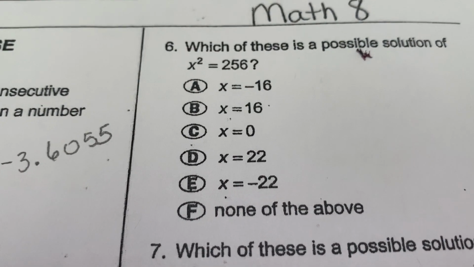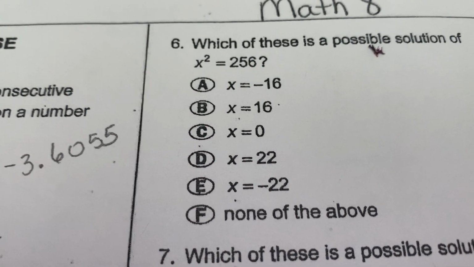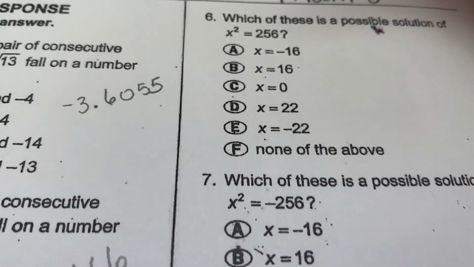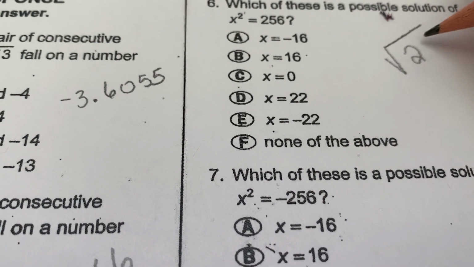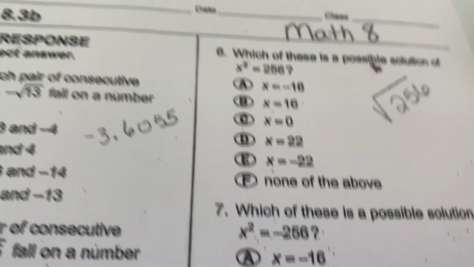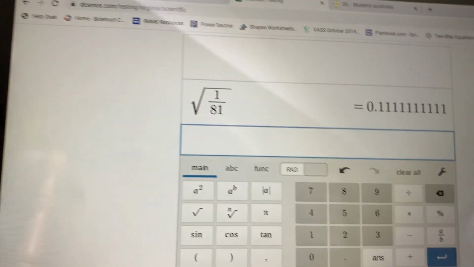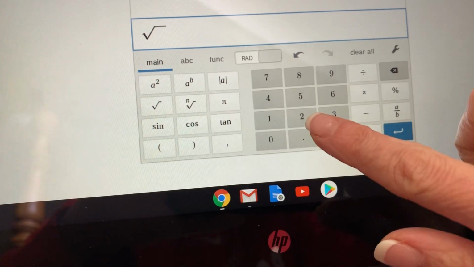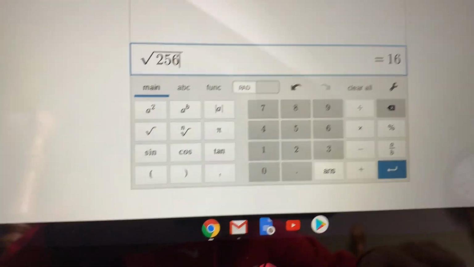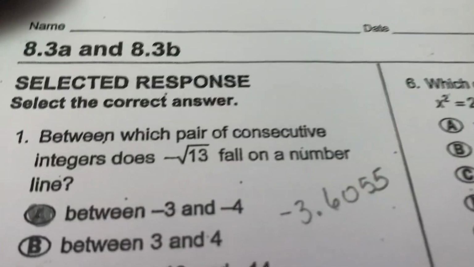Which of these is a possible solution of x squared equals 256? So we've got to get rid of our square, so we're just going to do the square root of 256. Let's go to our calculator. We'll clear this out, and we're going to do the square root of 256, and we get the answer 16. Okay, so I'm going to write 16 down. Let's look at our answer choices.